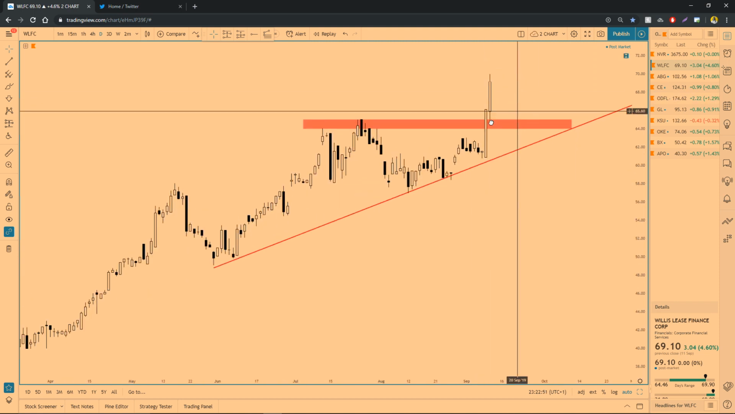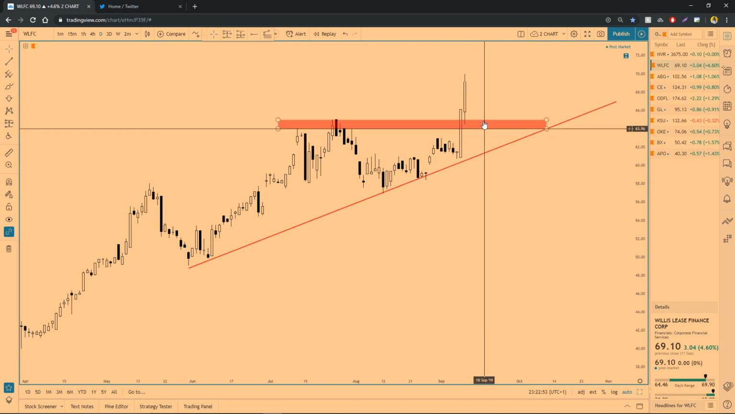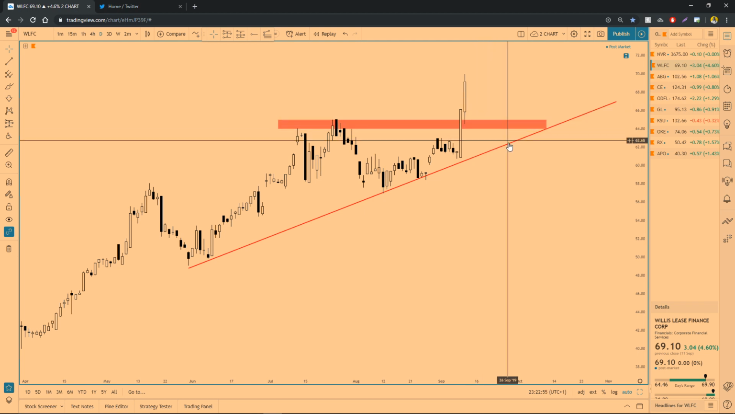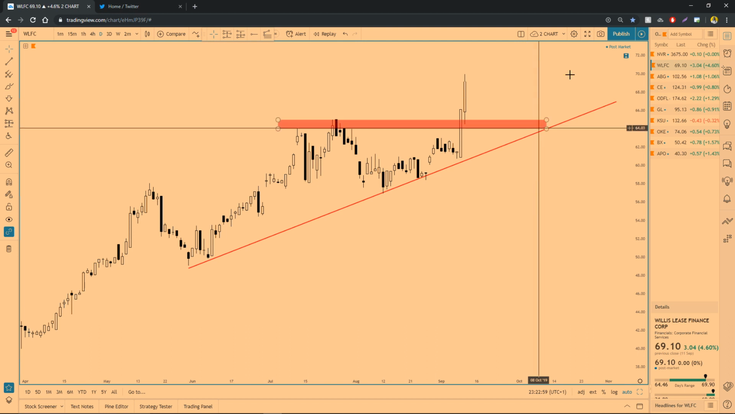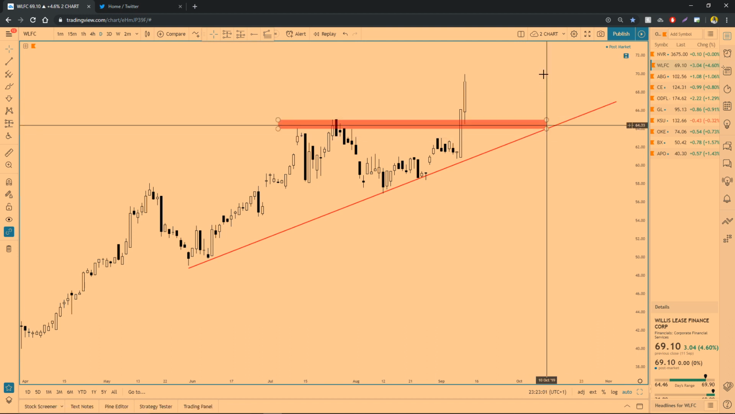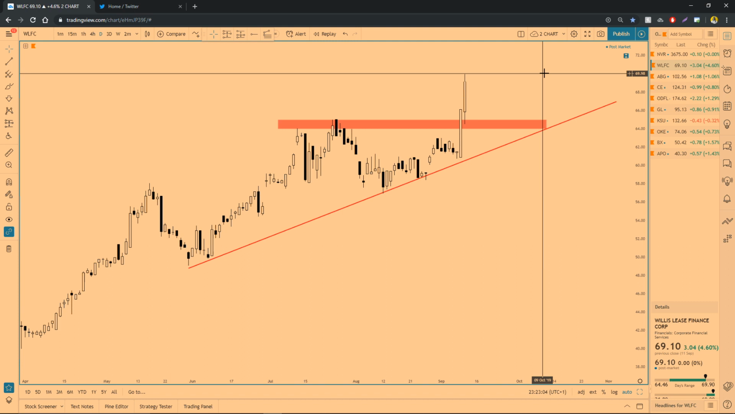So what we're looking for now is a pullback. Hopefully it does a little dead cat here, comes back to this trend line. That would be perfect. Kasimodo and then reclaim to this area here, and that'd be great to take a long. With our first target would be whatever the highs are. Say this is the high, 69.87 would be our first target, and just let some run.